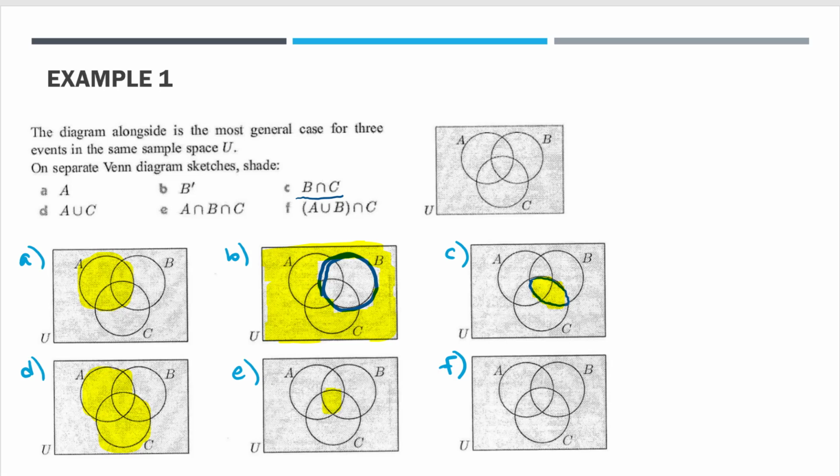And then for F, it's asking for A or B and C. So if I start with A or B, I'm going to highlight the A and the B circles. Then it's asking for and C. So out of those 2 highlighted portions, which part is also part of C? So my final answer is actually just the portion that has the blue lines.